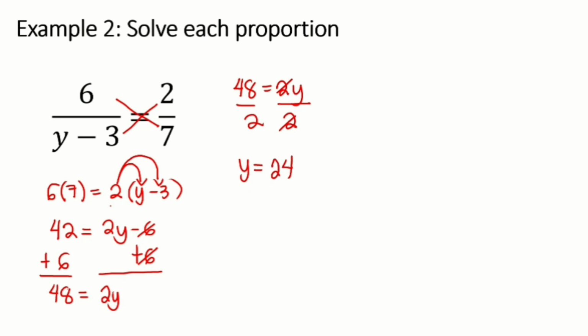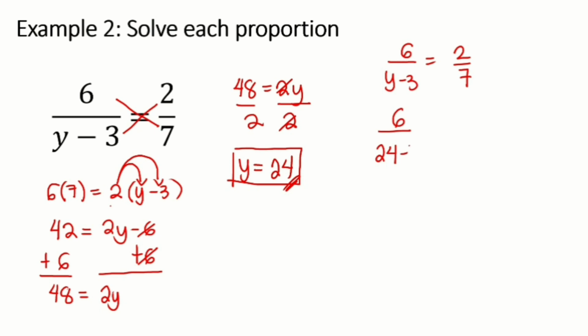The answer is 24. So this time, we will have to prove that this value we obtained here will produce a true proportion in the original equation. So we have 6 all over y minus 3 is equal to 2 all over 7. So we plug in 24 here. So we have 6 all over 24 minus 3 is equal to 2 all over 7. So 6 all over 24 minus 3, that is 21, is equal to 2 all over 7.